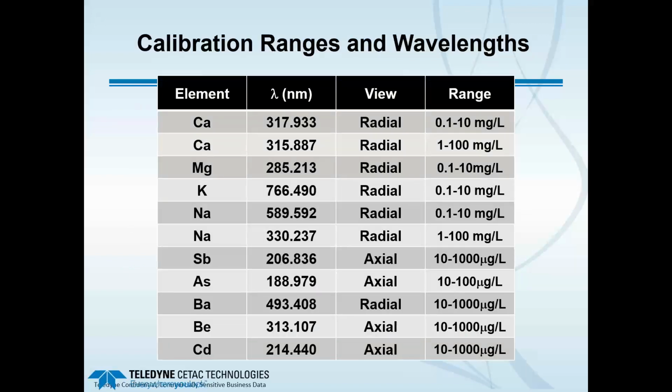Our calibration ranges and wavelengths. Here you see the wavelengths that were used. I will point out for a couple of the elements, calcium and sodium, 2 different wavelengths were used, and that was to extend the dynamic range depending upon the concentration of these nutrient elements in the samples. So for calcium there you see the 317 and 315 nanometer wavelengths, and for sodium the 589 wavelength, which is more sensitive, and the sodium 330 nanometer wavelength, commonly used for higher levels.